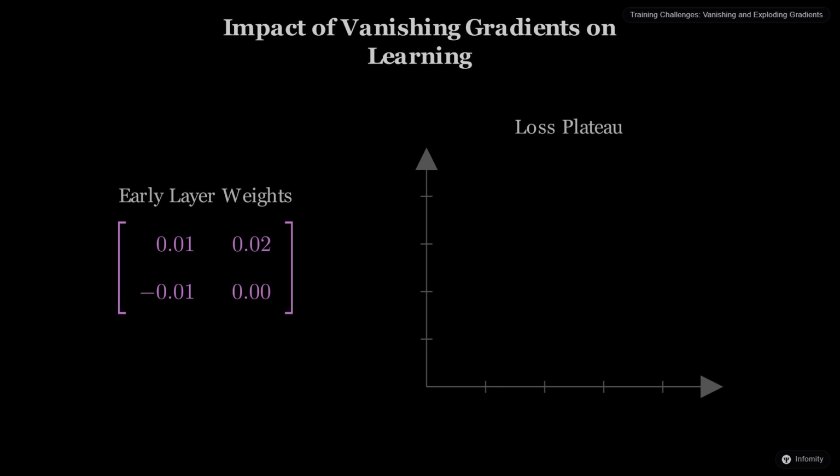This leads to early layers failing to learn meaningful features from the input data. The network's overall learning process stalls, resulting in a plateaued training loss curve, indicating that the model has stopped improving, often stuck in a suboptimal state.